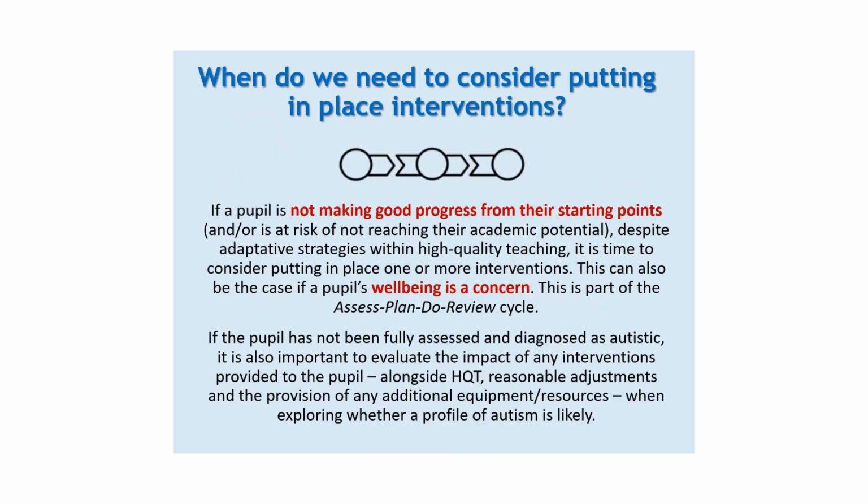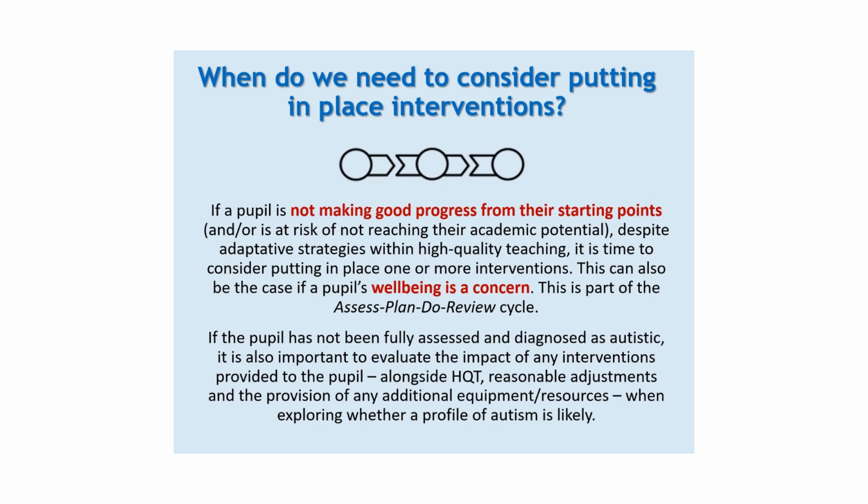When do we need to consider putting in place interventions? If a pupil is not making good progress from their starting points and/or is at risk of not reaching their academic potential, despite adaptive strategies within high-quality teaching, it is time to consider putting in place one or more interventions. This can also be the case if a pupil's well-being is a concern. This is part of the assess, plan, do, review cycle.